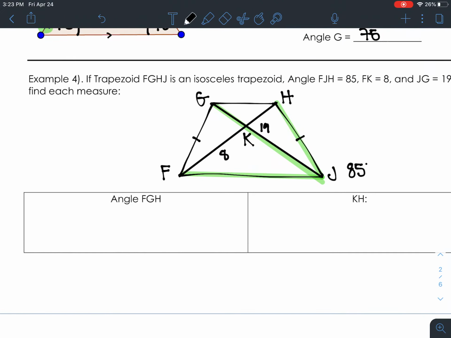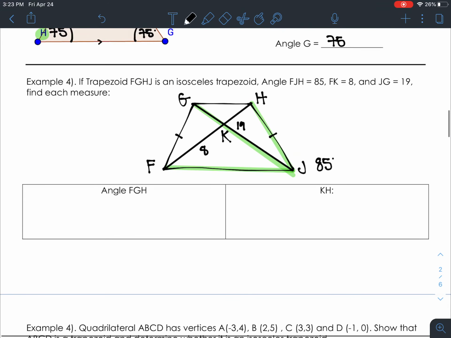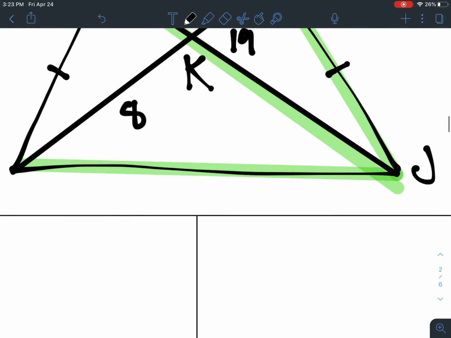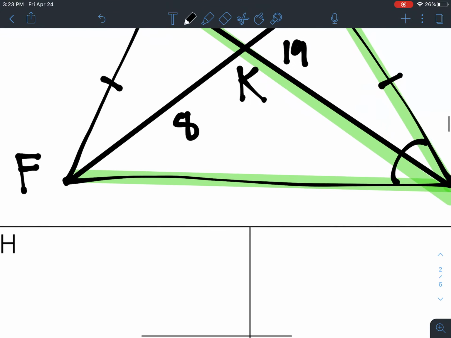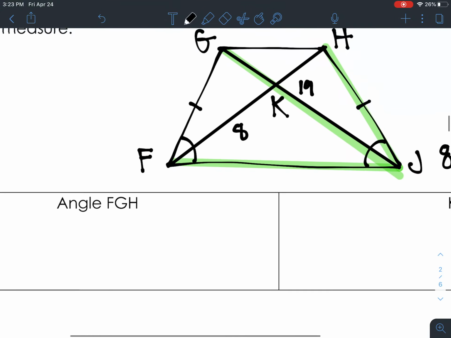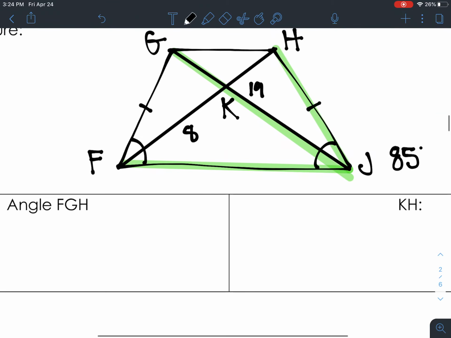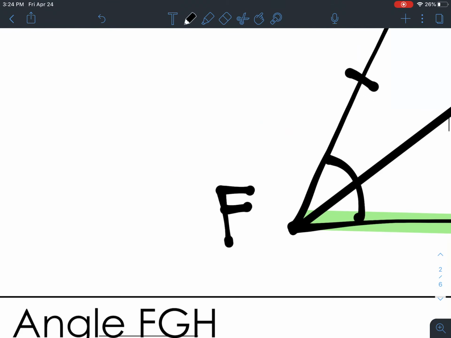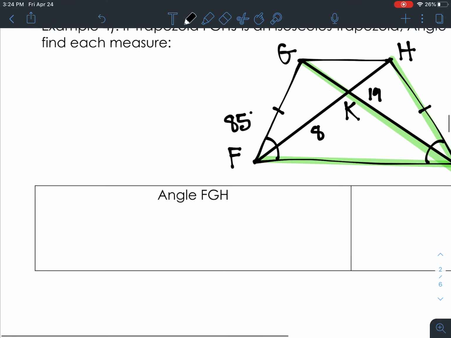Okay, so from here, we need to find what angle FGH is, and then we have to find what KH is. It's not drawn to scale, but let's realize that it's an isosceles trapezoid, and that's going to tell us a lot of information. What that tells us is that our base angles are congruent, which means that this angle of J has to be congruent to this angle of F. So if angle J is 85 degrees, what does that mean about F? It is also 85 degrees.